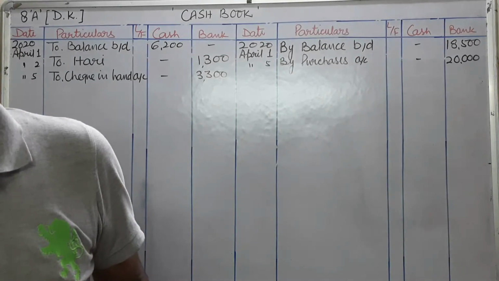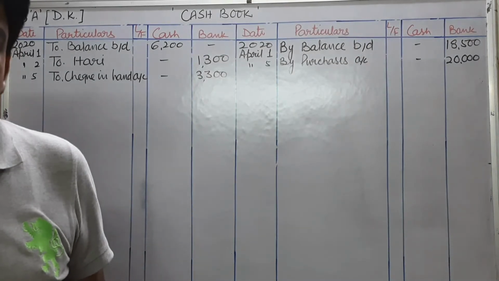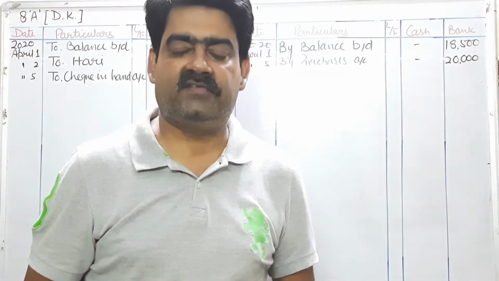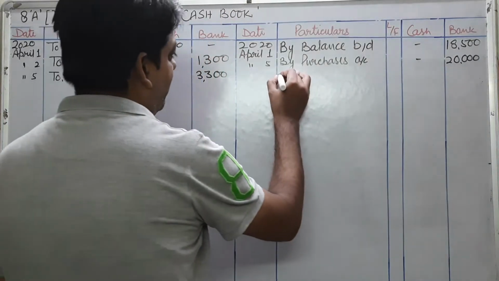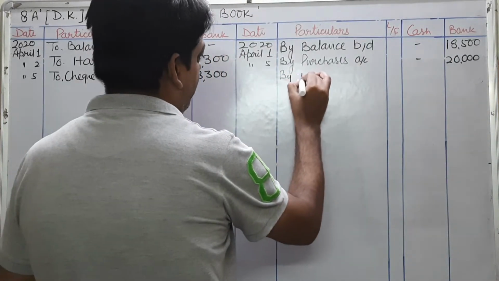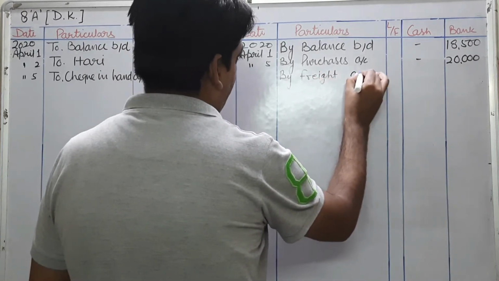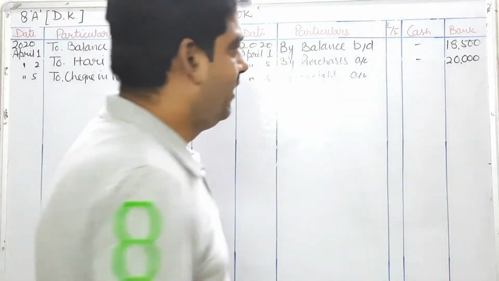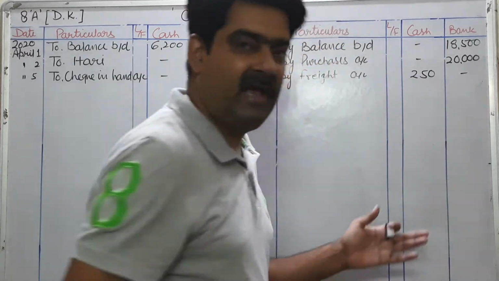On the same date, there is one more transaction, that is freight paid in cash rupees 250. So freight is one of the expenses and all expenses must be debited. Freight account debit to cash account. Simple treatment will come in credit side, by freight. Date is still April 5. Amount is 250. 250 rupees will come in cash column.